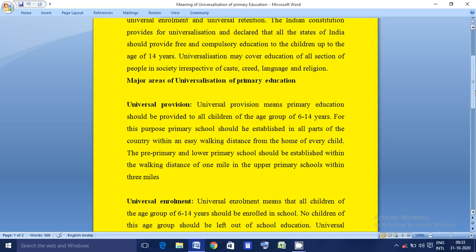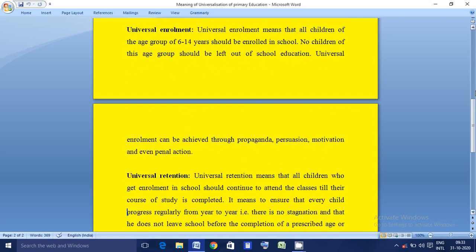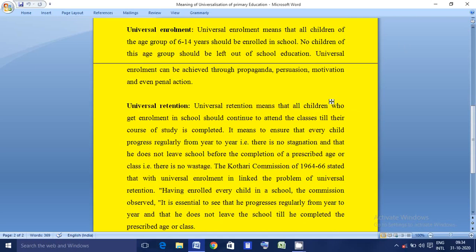Next, universal enrollment. Universal enrollment means that all children of the age group of 6 to 14 years should be enrolled in school. No children of this age group should be left out of school education. Universal enrollment can be achieved through propaganda, persuasion, motivation, and even penal action. It means that all the children between this age group have to enroll in the educational institution without any hesitation, without any problem, and no one should leave the educational institution between this age group. That is universal enrollment.